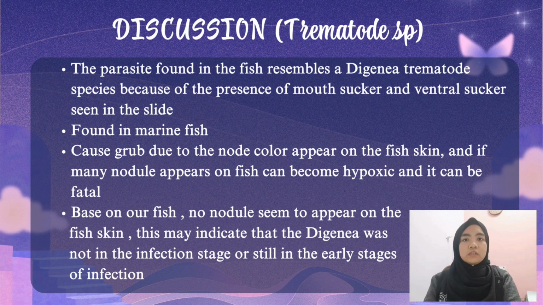The parasite that was found in our marine fish sample resembled a Digenea trematode species because of the presence of a mouth sucker and ventral sucker seen in the slide. Digenea trematodes can cause grub due to the nodules appearing on the fish skin, and if many nodules appear on the fish skin, it can become hypoxic and can also be fatal. Based on our fish, no nodule appeared on the fish skin. This may indicate that the Digenea species was not in the infectious stage, or it is still in the early stage of infection.